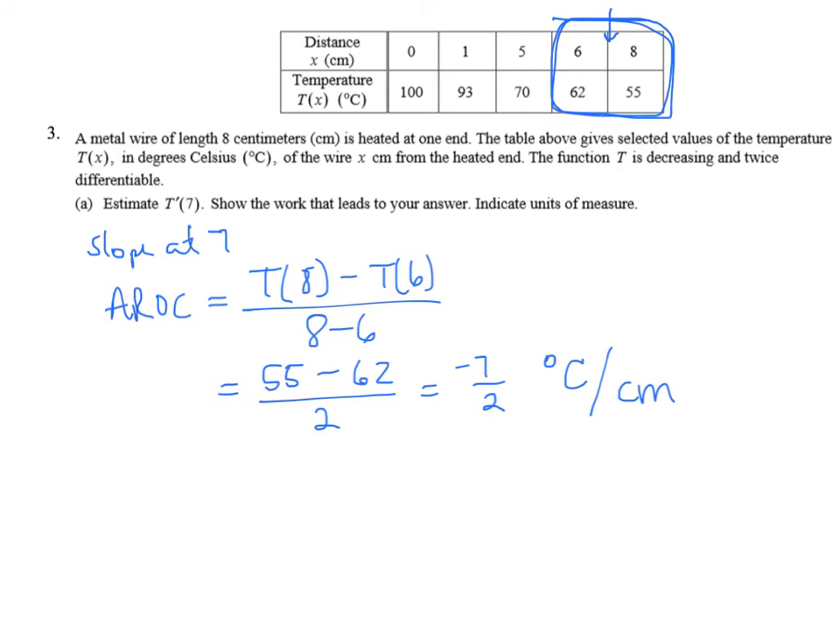Okay, this next problem, we're given another table of values, and we're told that they're taking a metal wire and heating it at one end, and the table gives temperatures in degrees Celsius of the wire x centimeters from the heated end.